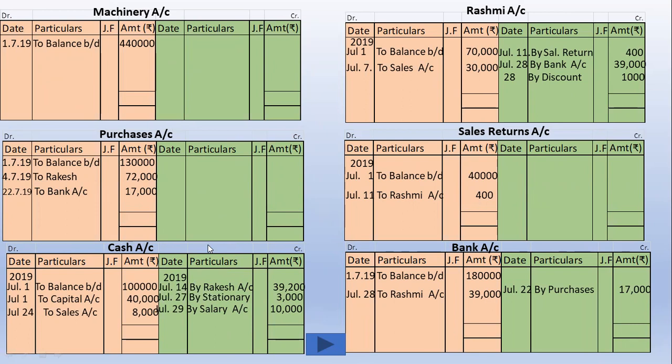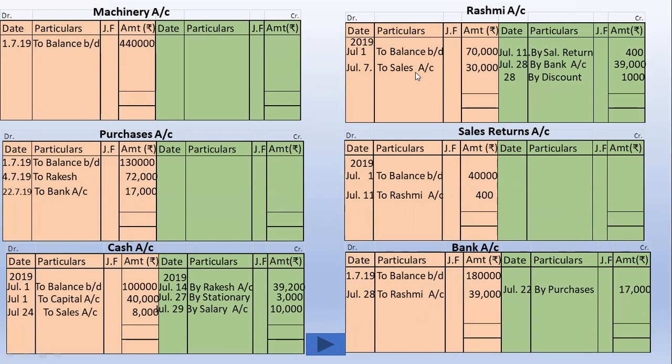Received from Rashmi rupees 39,000 by RTGS and discount allowed rupees 1,000. This transaction shall be recorded as bank account debit side rupees 39,000. Bank account debit to Rashmi account rupees 39,000, and in Rashmi account credit side rupees 39,000 by bank account.